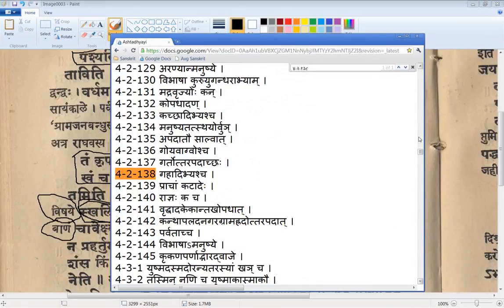1 second. 1 second, please. Kukana Parnad Bharadwaje. Krikana Parnad Bharadwaje. Vibhasha Amanushe. Parvatacha. Kanya Pala Dana Gara Grama Hrido Antara Padate. Vriddhat Ake Kanta.